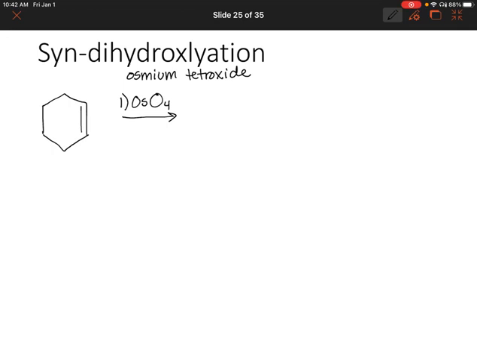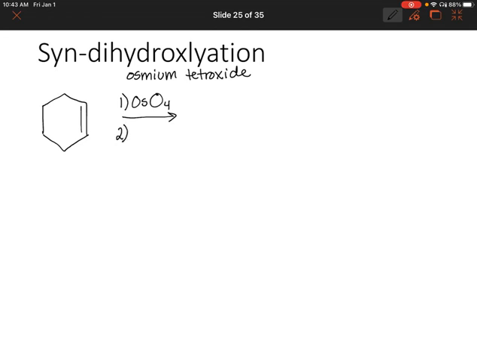All right, so one issue though with using osmium tetroxide, it is toxic and hazardous. I believe this is a chemical that can make you go blind. It interferes with the rods in your eyes, if I recall correctly. So there is another chemical we can use. I'll show you that in a second. But the other chemical has issues of its own. So, you know, you can't really win here. You just have to be careful.